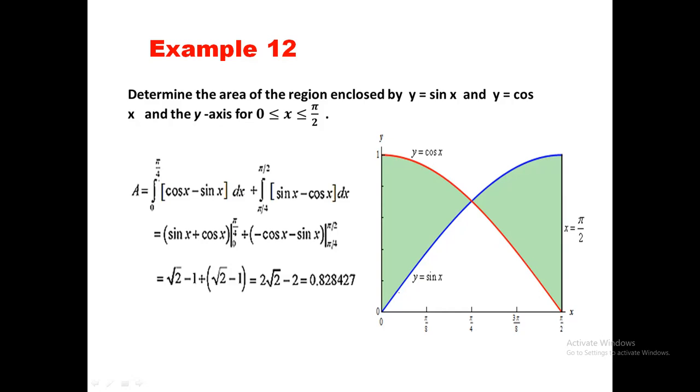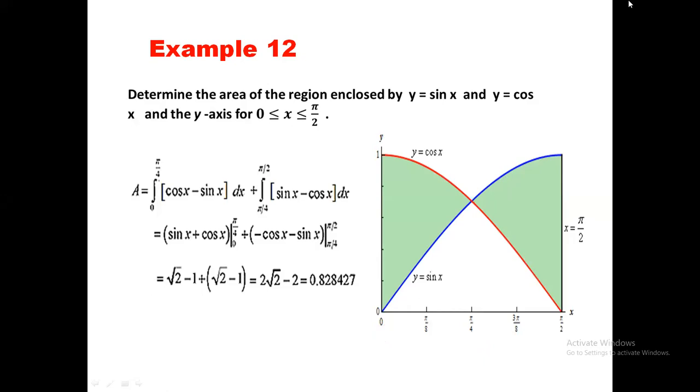For the first one, it's 0 to pi over 4. The x here is pi over 4. Let's see. 0 to pi over 4. For the second is pi over 4 to pi over 2. Okay, and then integrate and substitute the limits. Okay, do you have any questions?